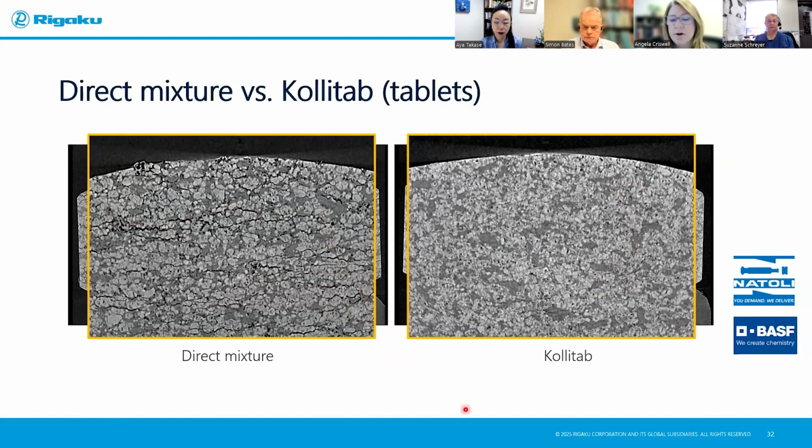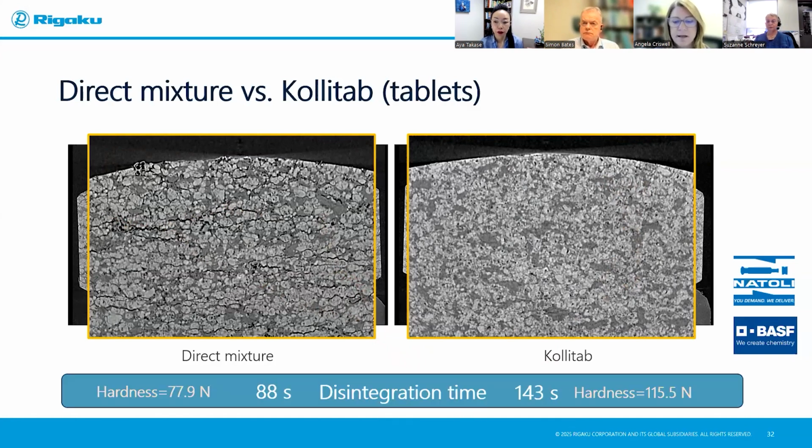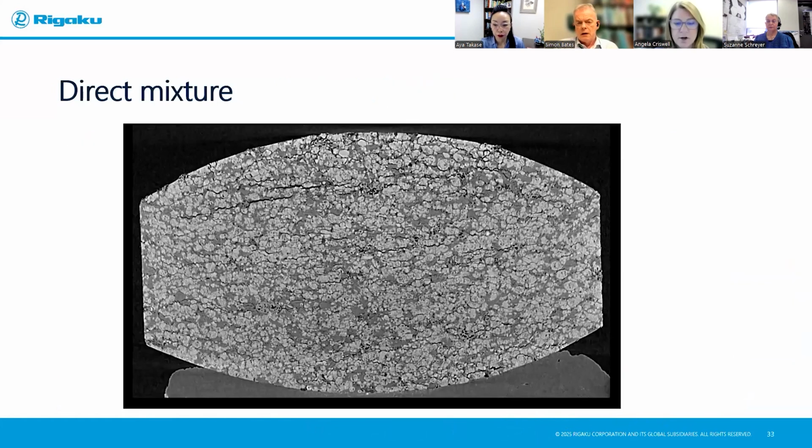These tablets were characterized at BASF, and it was found that the disintegration time, which correlates to the dissolution time, is much shorter for the direct mixture and much longer for the Colatab, as you would expect. And also the hardness is different. So all of this is really influencing the dissolution properties of the tablets themselves. And it turns out that if you try to package or handle the direct mixture tablets, they can essentially fall right apart.